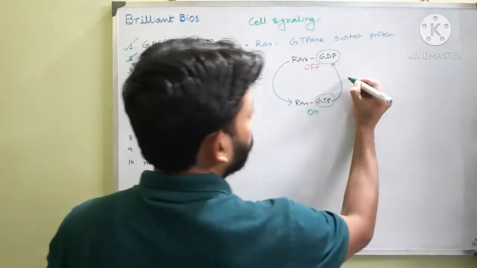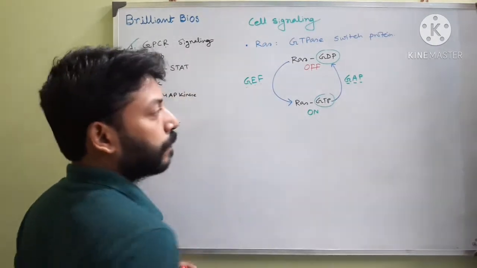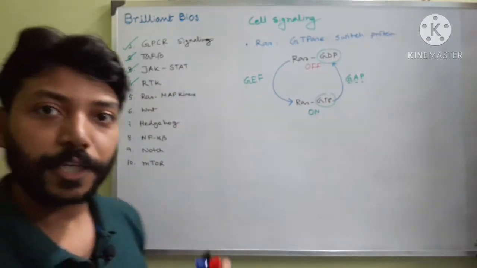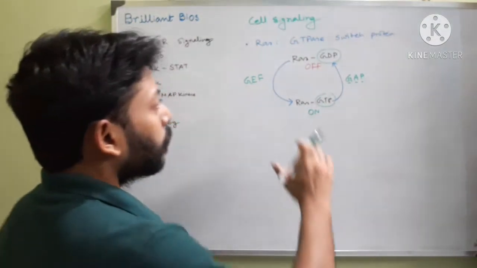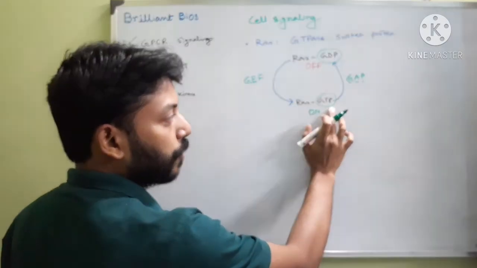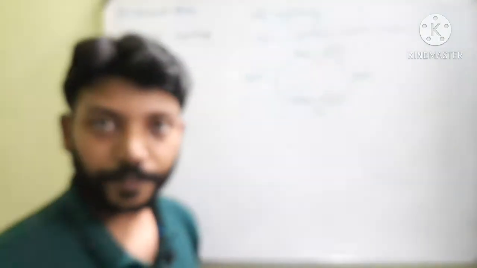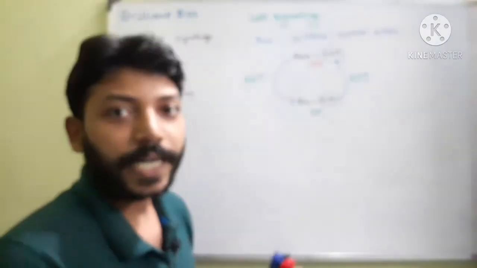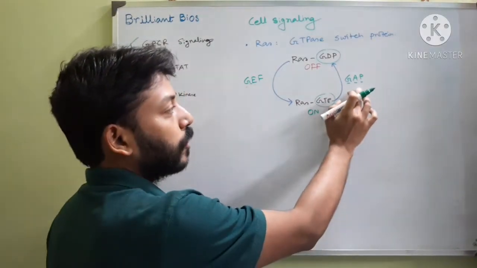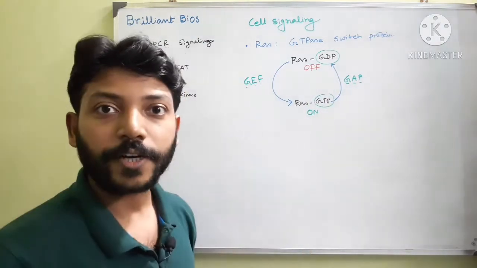Another protein is called GAP, GTPase activating protein. I have mentioned these two proteins in more detail in GPCR signaling. What happens? Here you can see when Ras is associated with GTP, it is on. But when this GTP is hydrolyzed into GDP, then it cannot perform its function, it is off.